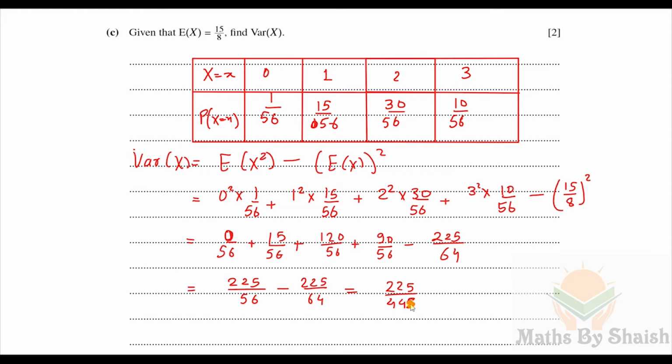It is 8, sorry, that was... and this is 0.50223. So we can leave our answer till here or till 3 decimal places or 3 significant figures. That's the variance of x. I hope it is clear. Let's do the next question.